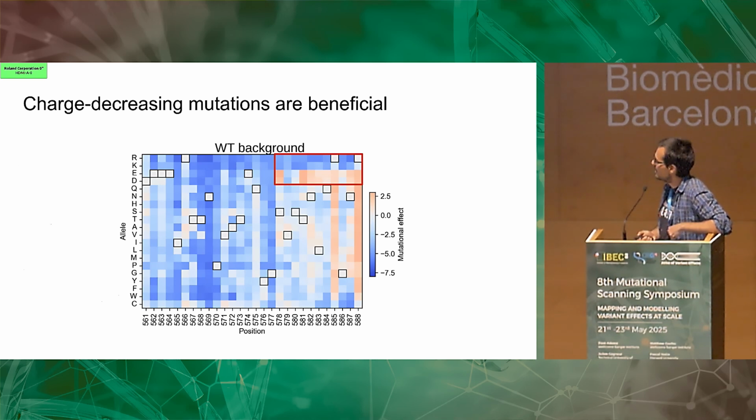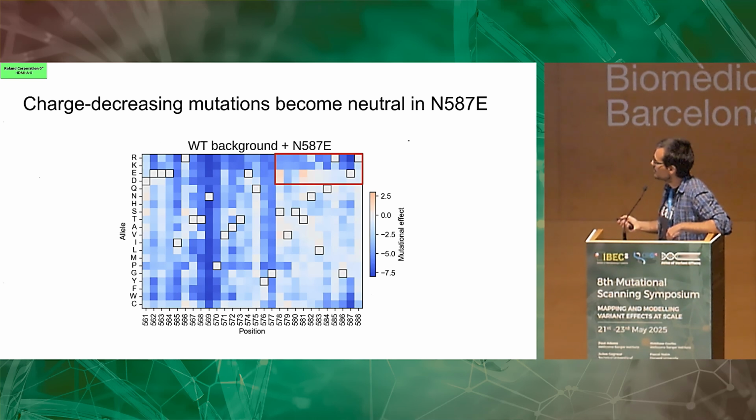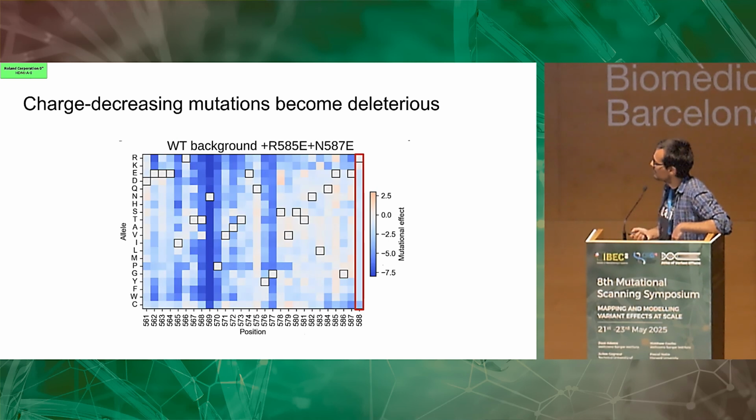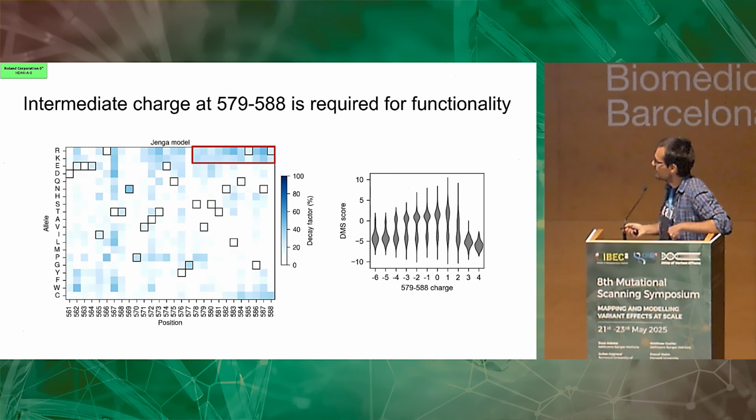So we can use the Gaussian process models to see how these effects of mutations change if we change the charge. So we can add these additional mutations, and now we can see that many of these effects become neutral. And if we add a second mutation that decreases the charge, some of these effects now become deleterious. So we think that the logic of genetic interactions in these structures can actually be explained by this simple pattern in which if we stratify the data based on the charge at this region, we can see that an intermediate level of charge is required for functionality. So you cannot have too much positive charge or too much negative charge.